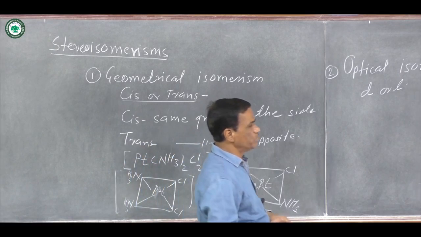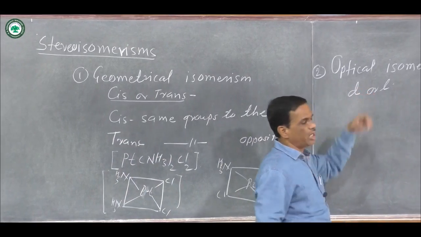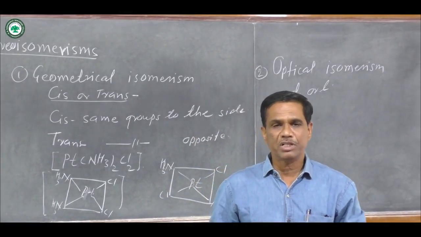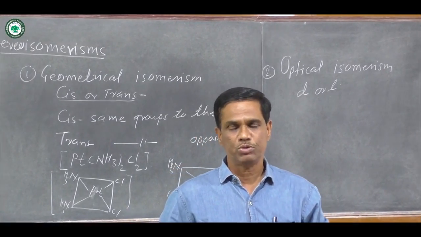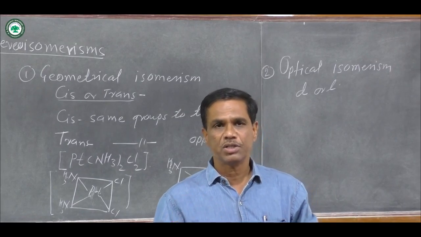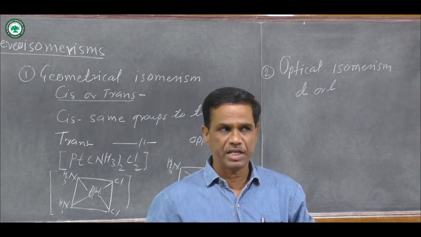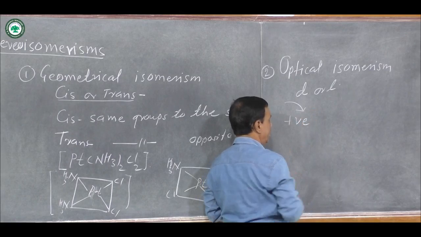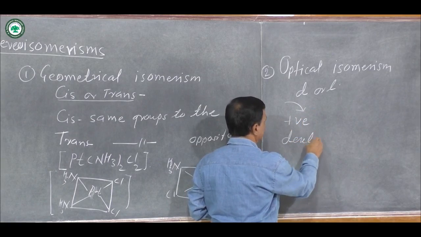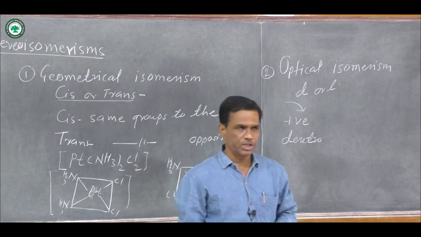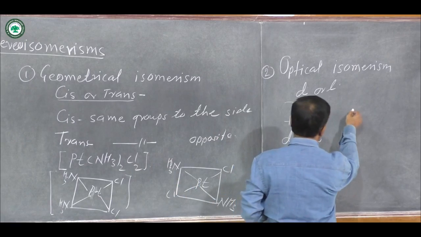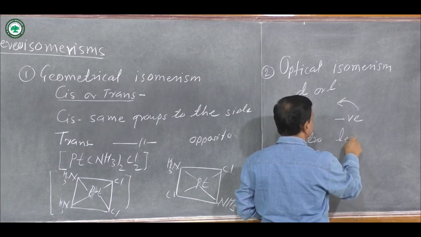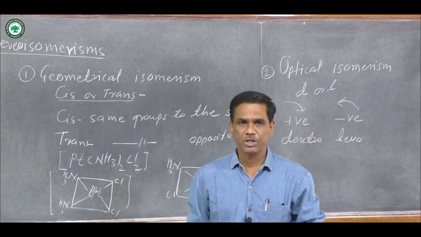The second type of isomerism is optical isomerism. In optical isomerism, dextro or levo forms are considered. You know what is meant by optical activity. When plane polarized light is passed through a solution or substance, it rotates either in the clockwise direction or the anti-clockwise direction. When the direction is clockwise, it is known as positive, and this is known as dextrorotatory. When the rotation of plane polarized light is anti-clockwise, it is known as negative rotation and it is called the levo form.